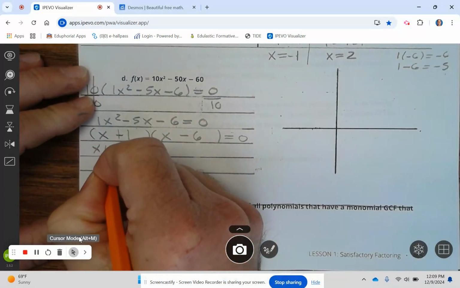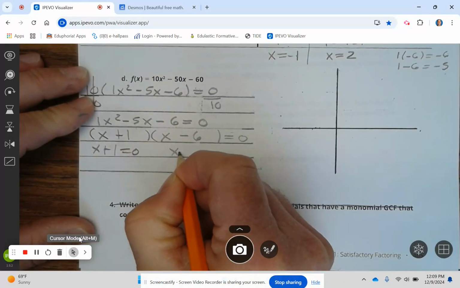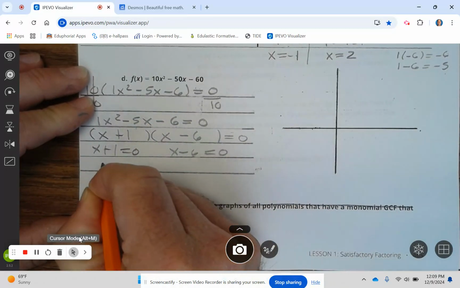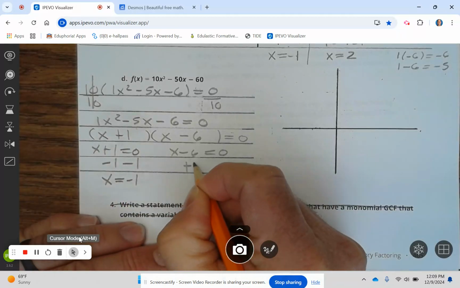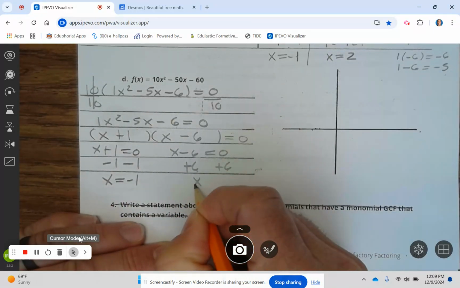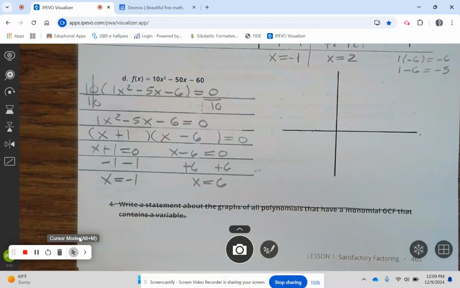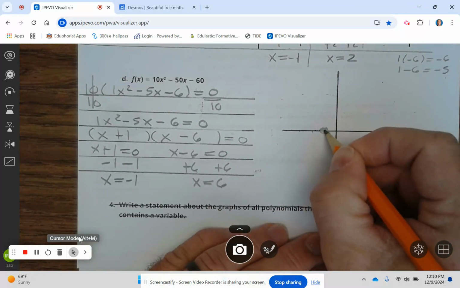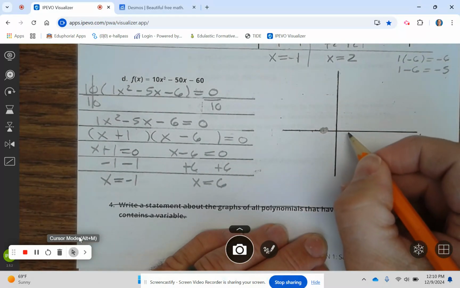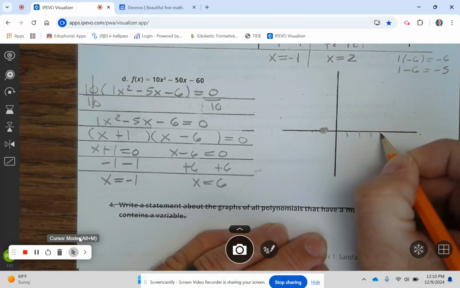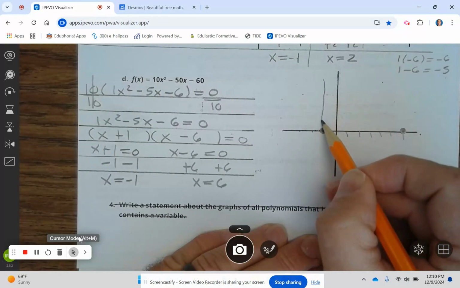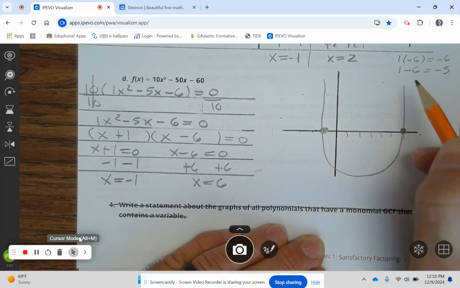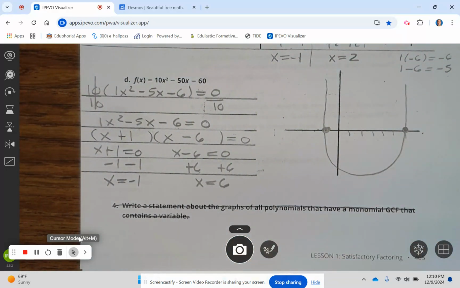So we set x plus 1 equal to 0, x minus 6 equal to 0. Subtract 1 from both sides, x equals negative 1. Add 6 to both sides, x equals 6. So negative 1, and then 1, 2, 3, 4, 5, 6. So our quadratic function looks like so. All right, go ahead and finish up D.